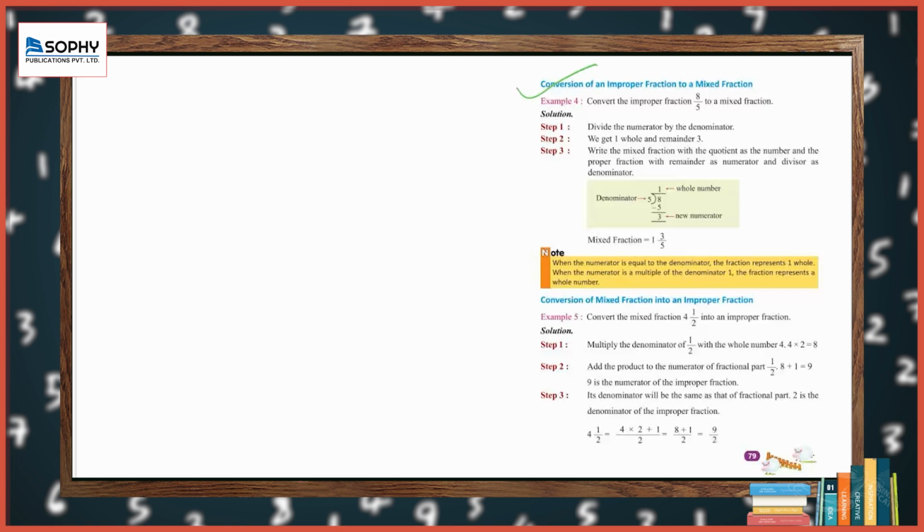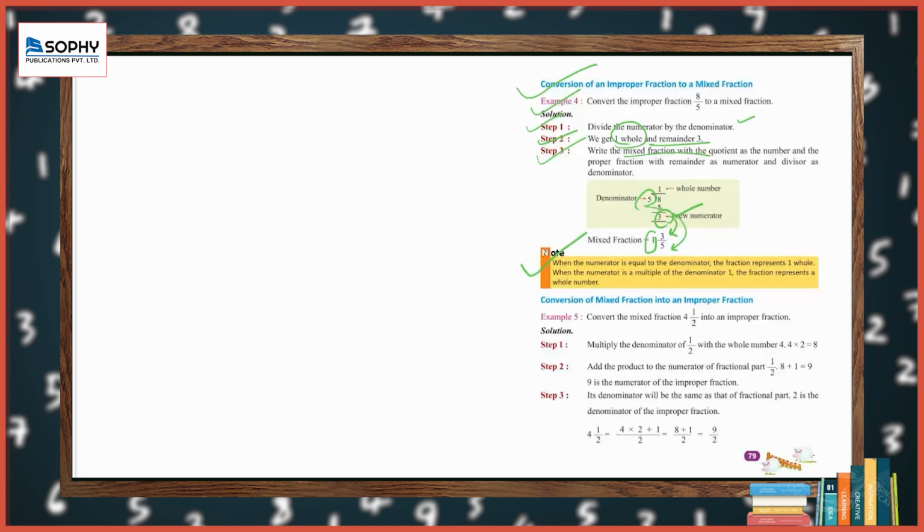Next is our conversion of an improper fraction to a mixed fraction. Let's look at example number 4, students. We have to convert the improper fraction 8 by 5 to a mixed fraction. In this solution, in step 1, we will divide the numerator by the denominator. In step 2, we will get 1 whole and the remainder as 3. So in step 3, for the mixed fraction, we will write the quotient as the whole number with a proper fraction, and we will write the remainder as the numerator and the denominator will be as it is. So it is 1 3 by 5.